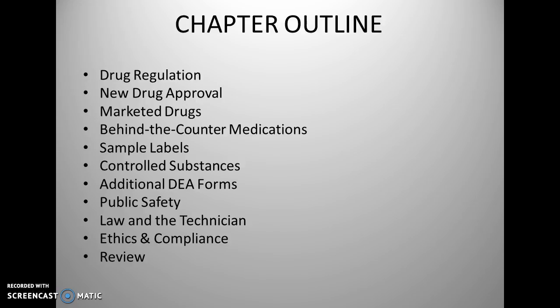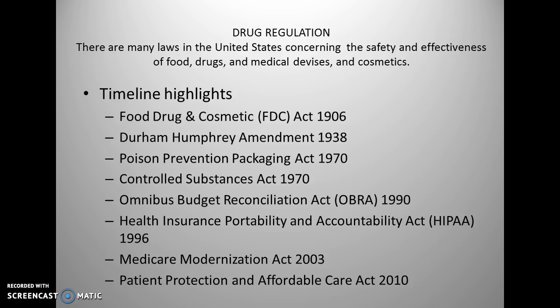So what are some of the things that we will cover in this particular chapter? Drug regulation, new drug approval, marketed drugs, behind-the-counter medication, sample labels, controlled substances, additional DEA forms, public safety, law and the technician, ethics and compliance. And then I will refer you to the end of the chapter for your chapter review. So this particular slide here is just to give you some highlights. I'm going to go into a little bit more detail about each of these drug regulations.